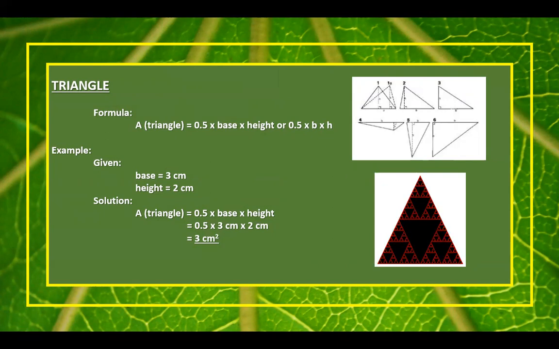So substitute that. So 0.5 is constant times our base is 3 centimeter and our height is 2 centimeter. So multiply 0.5 times 3 centimeter times 2 centimeter. Our answer is 3 centimeter squared. So that is our area of triangle.